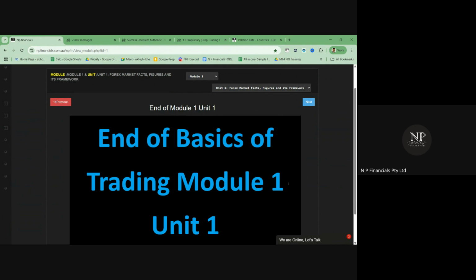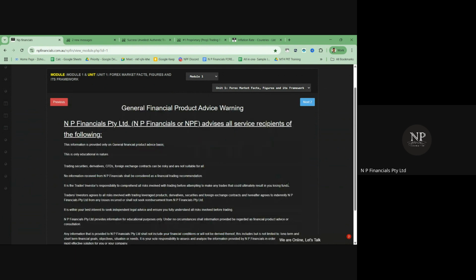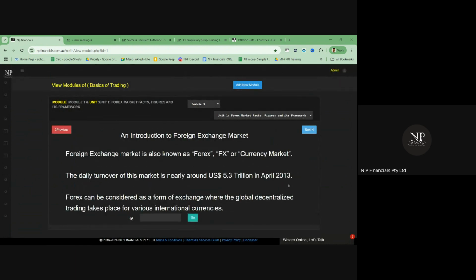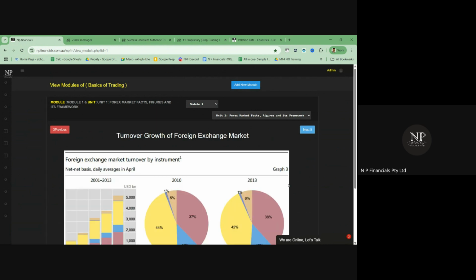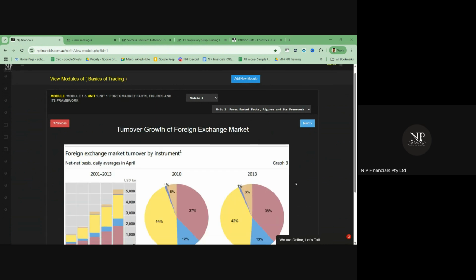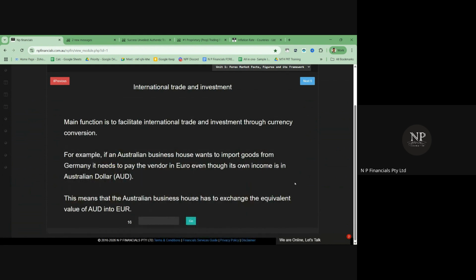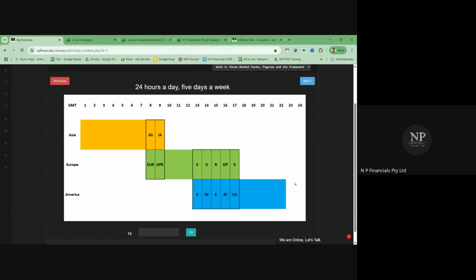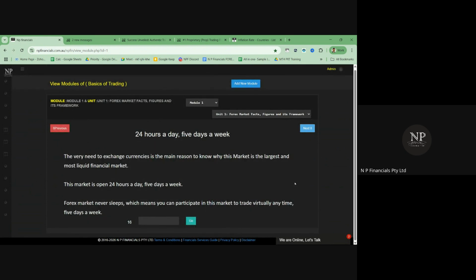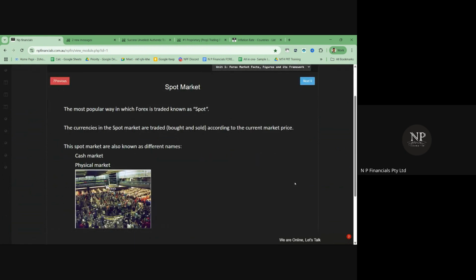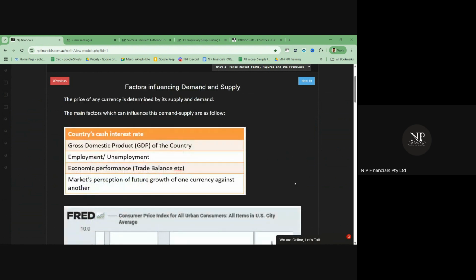Now we have completed the basics of trading. We learned a lot about the timing. We know a lot about the decentralized nature of the market, and we know a lot about the spot market. I'll talk about swaps later on. Futures and options we don't trade. We talked about the $7 trillion, very big. We talked about the time. We talked about the number of days. We talked about the physical market or cash market, that is the spot market.